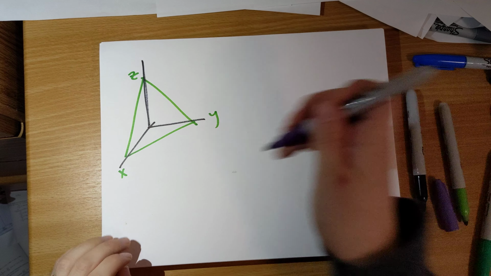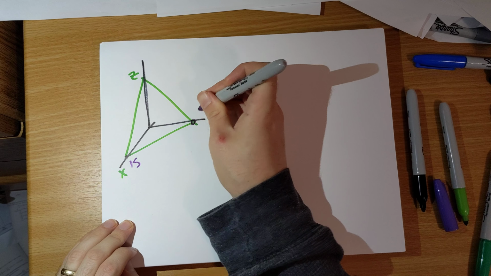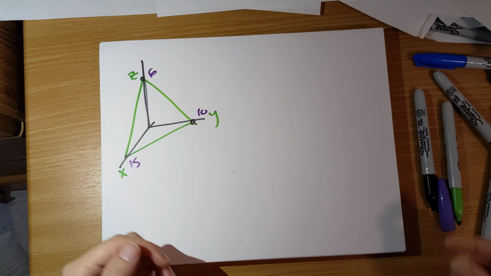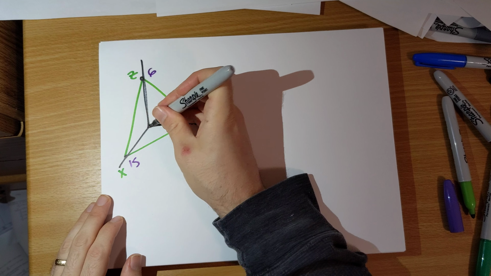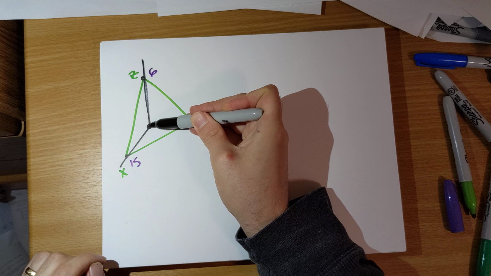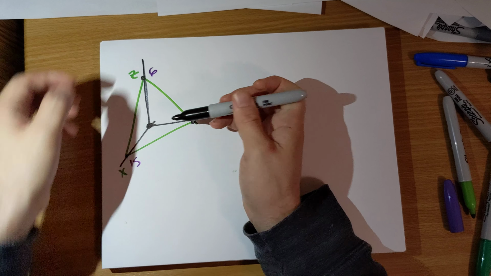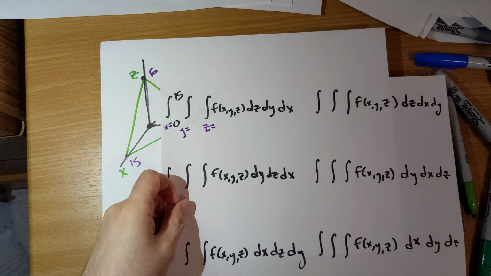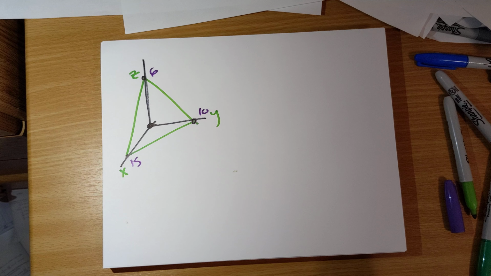So, I guess I should mark 15 and 10 and 6. First things, what are the allowable x values? So, the allowable x values here run from 0 to 15. Our outside bounds must always be constant. X runs from 0 to 15.